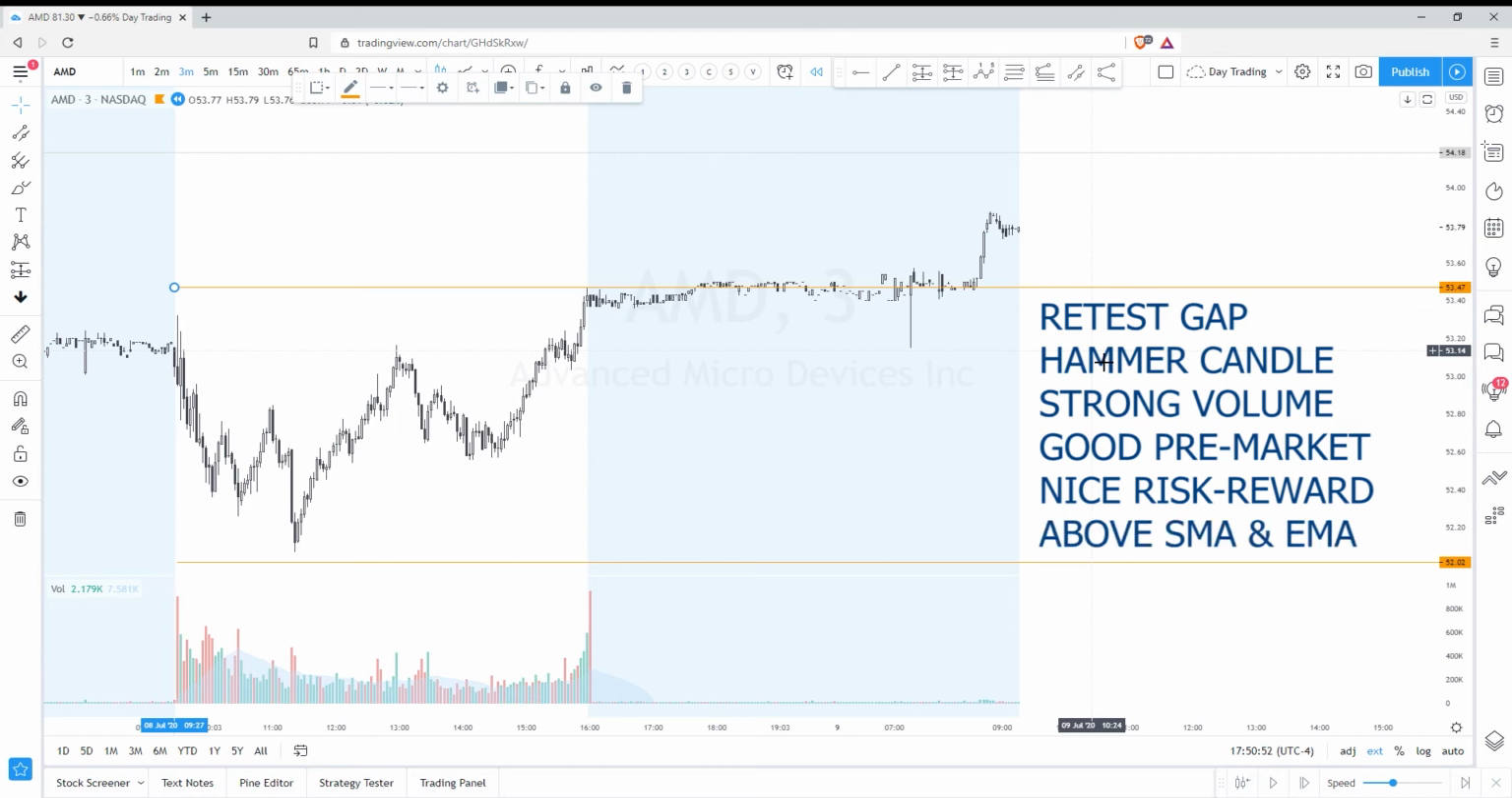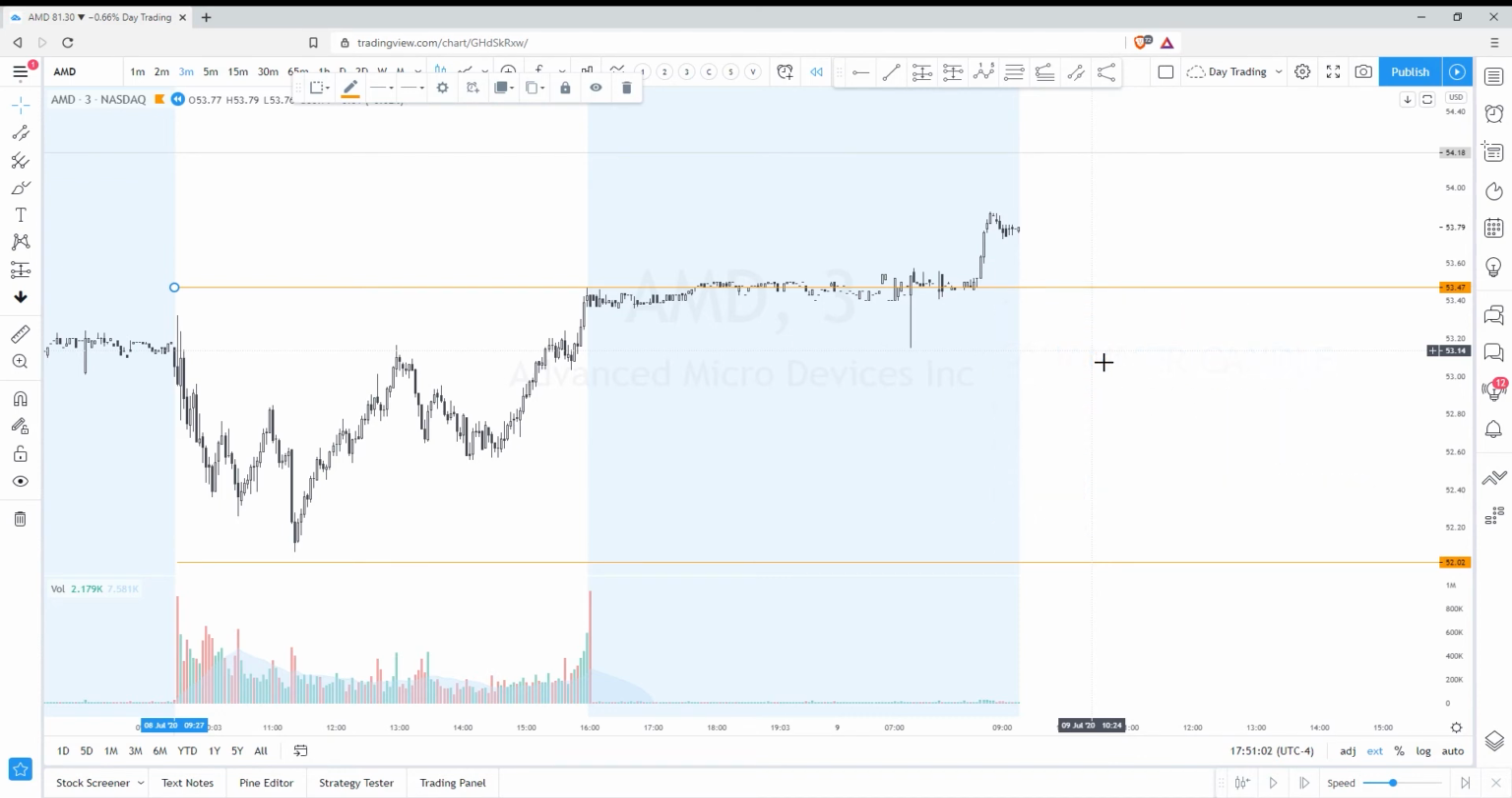I'm essentially walking you through a checklist, and you should have checklists like this that you literally just go through and say, check, and know what things are contributing to your hypothesis, to your decision to get in. For me, everything says I want to get in on this trade, and I'm going to be really aggressive and just do it off of this hammer that I see in the pre-market.